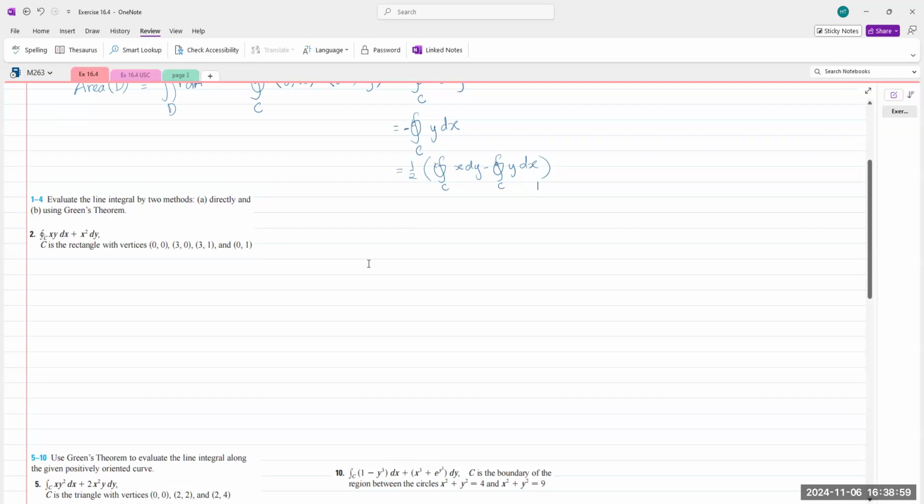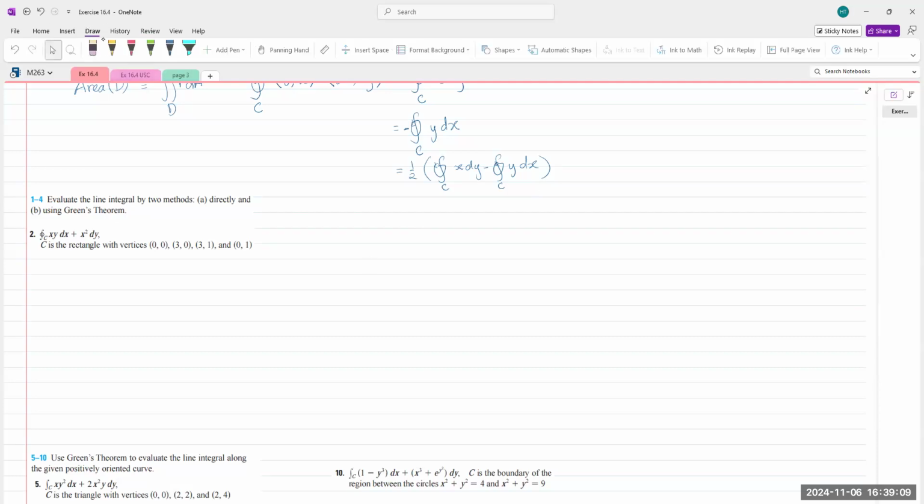Let's see number 2. The question is, evaluate the line integral using two methods. First directly, and second using Green's theorem. You see that Green's theorem is a lot easier. So let me do it by Green's theorem first. C, the closed curve, is a rectangle with vertices (0, 0), (3, 0), (3, 1), and (0, 1). That's the rectangle. Let me use red color.